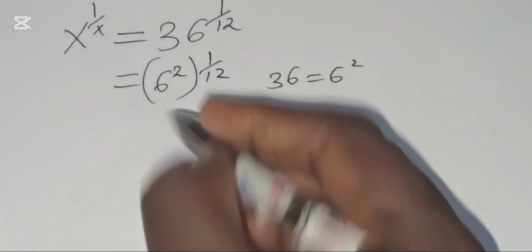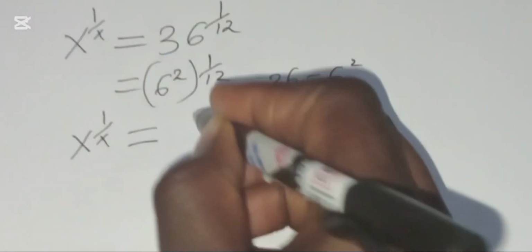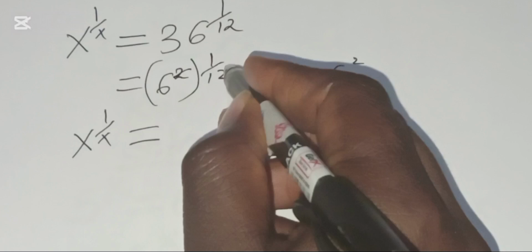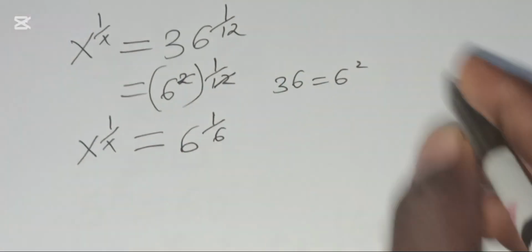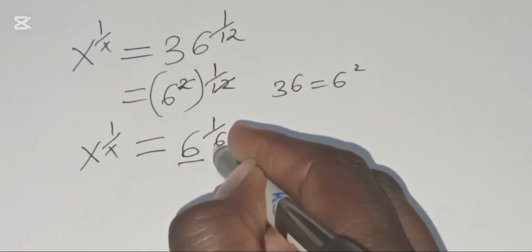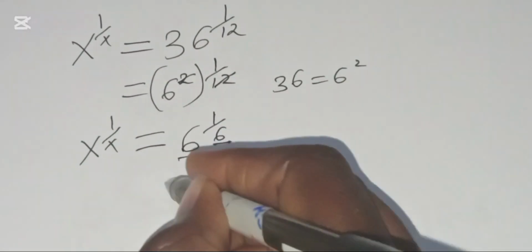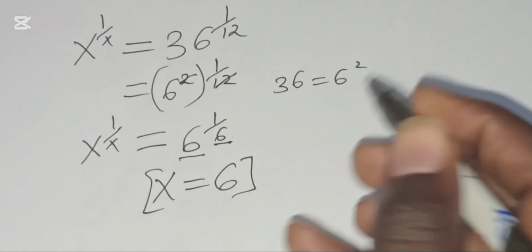Now from here, we are going to have x raised to power 1 over x equal to, if you simplify here, 6 raised to power 1 over 6. You can see that the base, which is 6, is equal to the exponent, which is also 6. So that means that the value of x is equal to 6. That's the value of x.